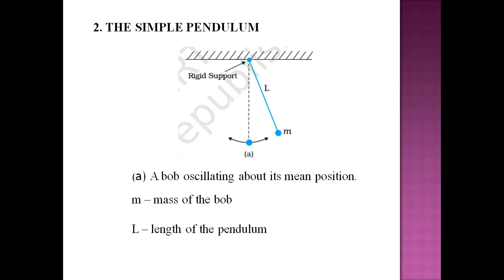The second system that executes simple harmonic motion is the simple pendulum. So here we can see the diagram of a simple pendulum, that is a small bob of mass m is tied to an inextensible massless string which has a length L. The other end of the string is fixed to a support in the ceiling. Now the bob oscillates in a plane about the vertical line through the support, as you can see the oscillation.